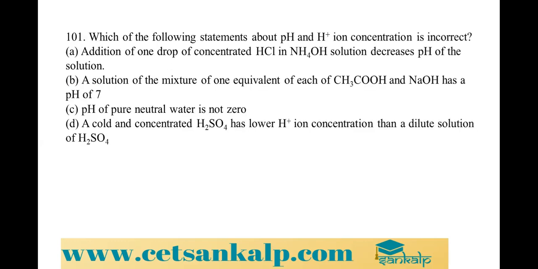Next, question number 101. Which of the following statements about pH and H plus ion concentration is incorrect? Let's go through them. First option: addition of 1 drop of concentrated HCl in NH4Cl solution decreases the pH of the solution. Next, a solution of a mixture of one equivalent of each of acetic acid and NaOH has a pH of 7. What have they asked? The incorrect statement.